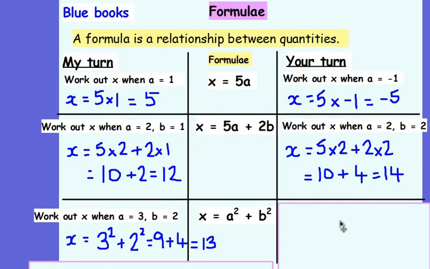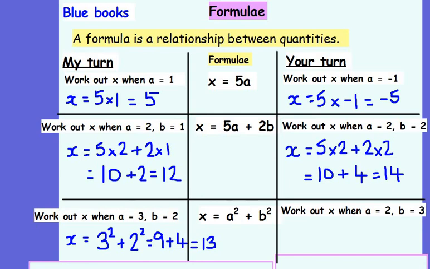Over to you, Year 9, dark blue books. Here's one for you. What happens when a is 2 and b is 3? Let's go through it. We've got x is equal to 2 squared plus 3 squared. 2 squared is 2 times 2, which is 4. 3 squared is 3 times 3, which is 9. So hopefully you'll have got 13.